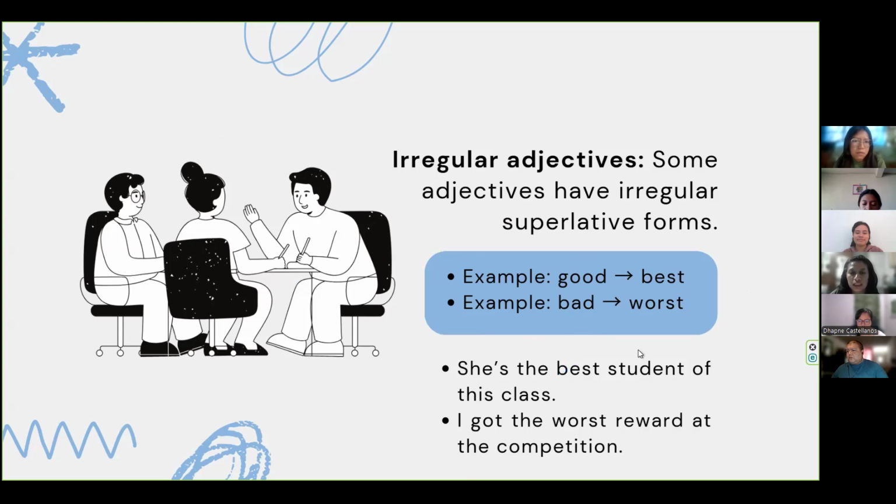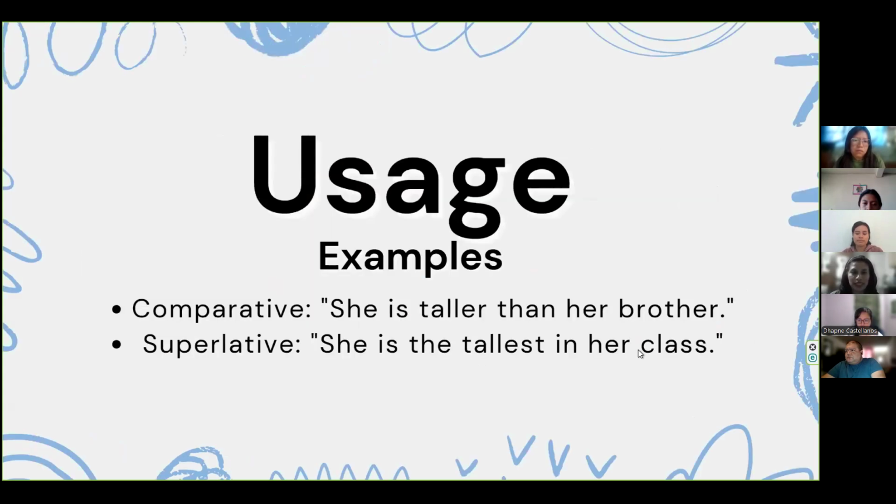Now, irregular adjectives. Some adjectives have irregular superlative forms. For example, good changes to the best, such as in the example, she's the best student of this class. Or bad becomes worst. I got the worst reward at the competition. Usage example. The comparative: she's taller than her brother, and the superlative: she's the tallest in her class.